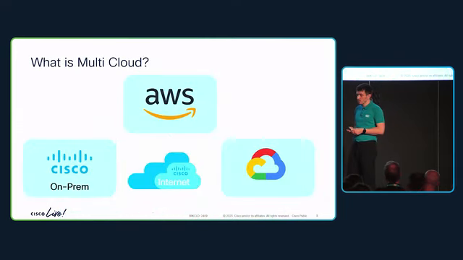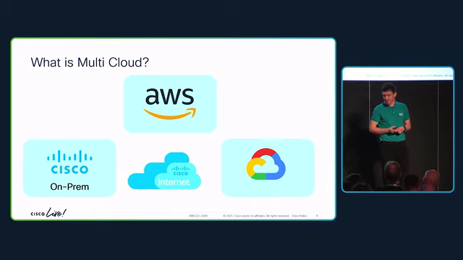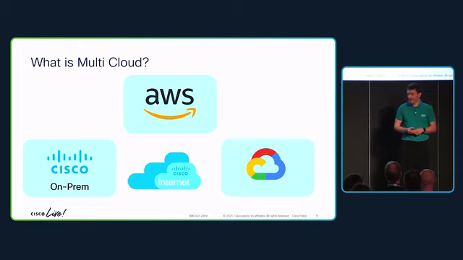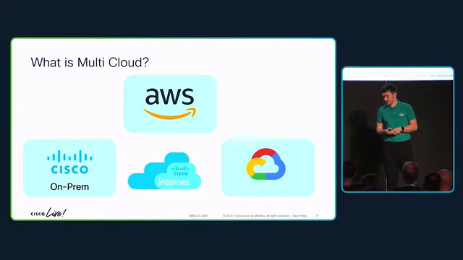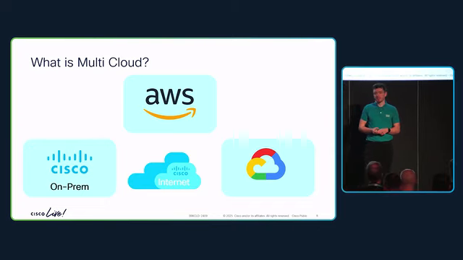So what is a multi-cloud? I don't think this is going to be much of a surprise. We would have a Cisco, well, hopefully Cisco data center on the left, seeing as it's Cisco Live. We would have various hyperscalers, potentially AWS, Google, Azure, Alibaba, take your pick. And we have the internet in the middle, connecting them all together.